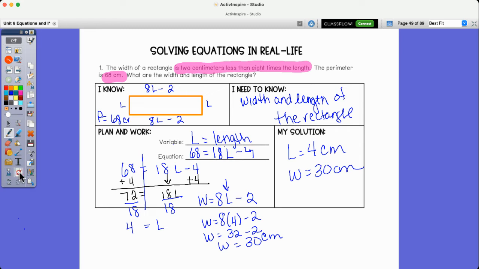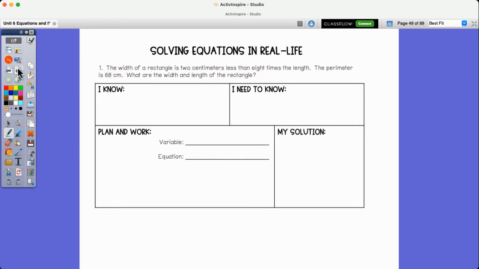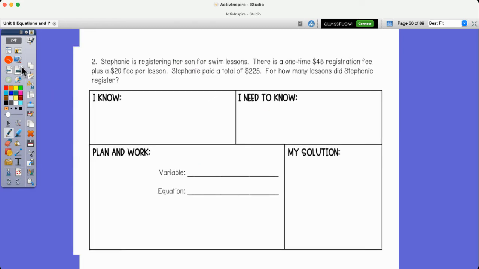Okay, let's look at the next problem. Stephanie is registering for her son's swimming lessons. There is a one-time registration fee of $45 plus a $20 fee per lesson. Stephanie paid a total of $225. Total, that's your equals right there. How many lessons did Stephanie register for?